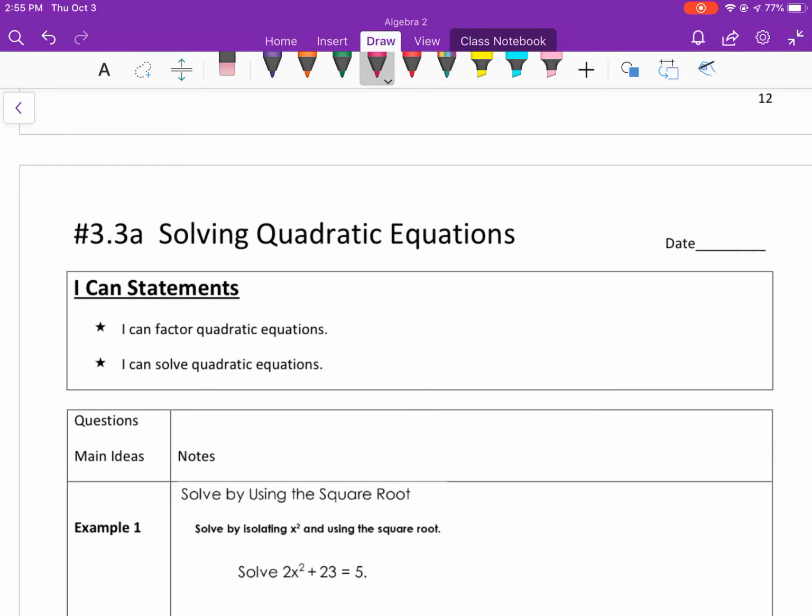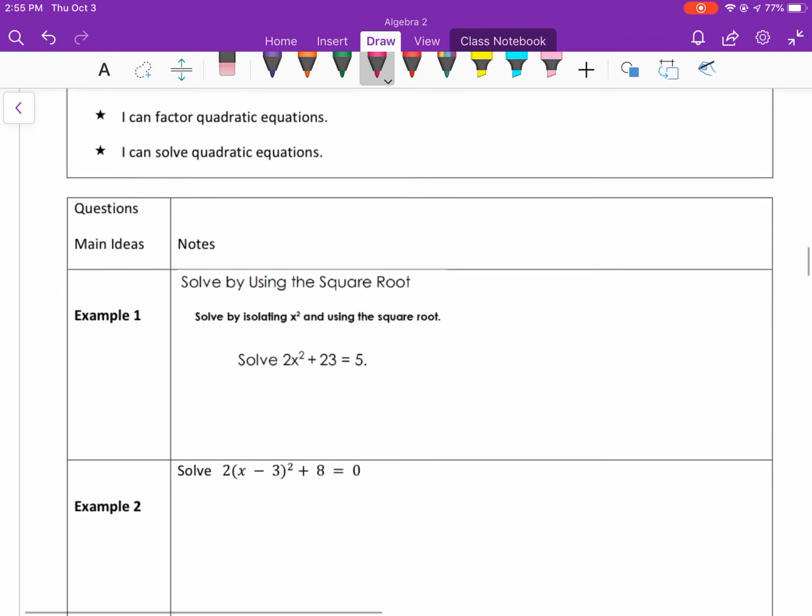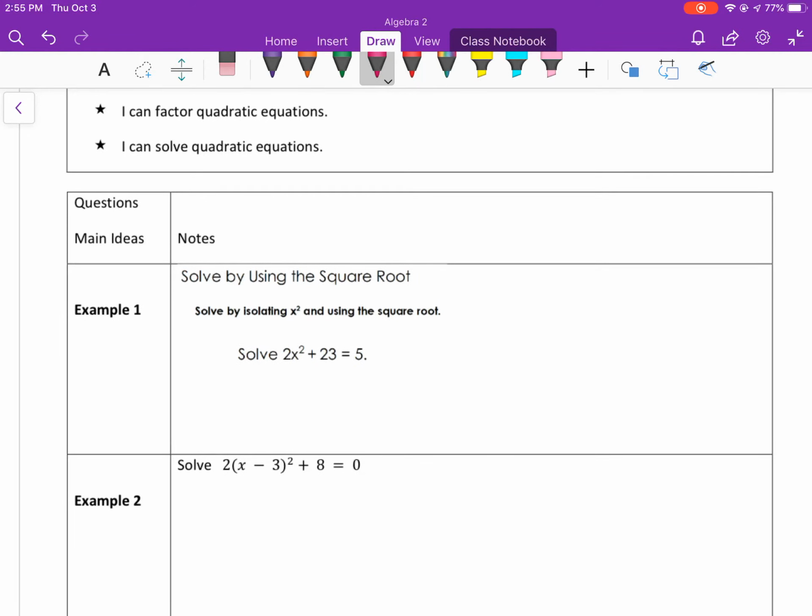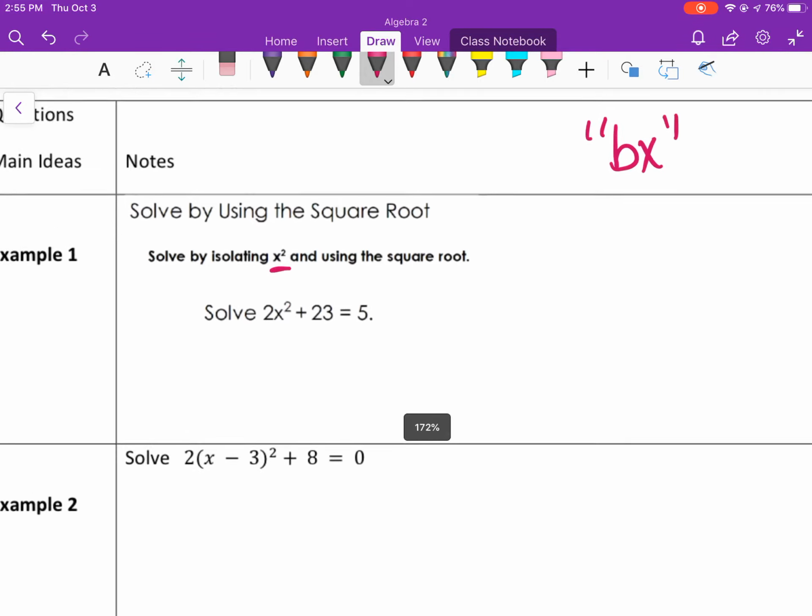Hey class, 3.3a is on solving quadratic equations, specifically quadratic equations that you can solve by square root method. Ones you can solve by square root are quadratic equations that are missing that bx portion. Like this one, we have x squared and we have plus 23. We don't have any just plain x terms. So you can isolate the x squared and then solve by using the square root.